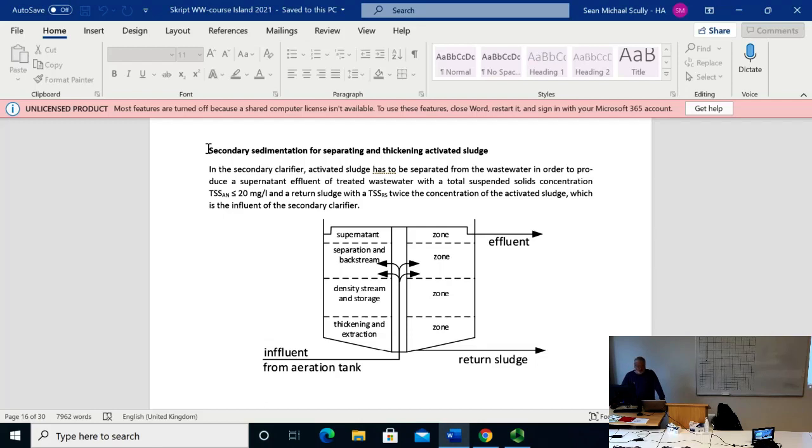The third was sedimentable solids. That's what we did in the primary, sorry, in the primary sedimentation tank. And now we come to the secondary sedimentation for separating and thickening the activated sludge. Okay, we can do that more or less the same way we've done this before.